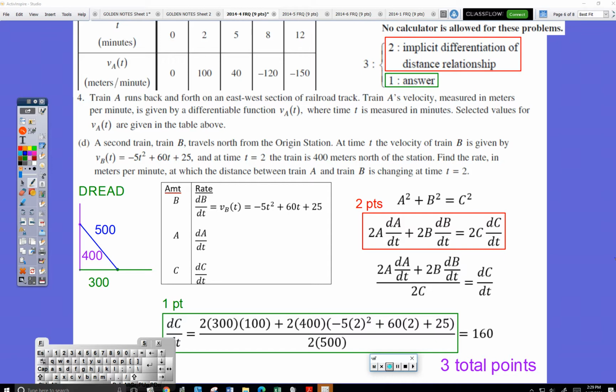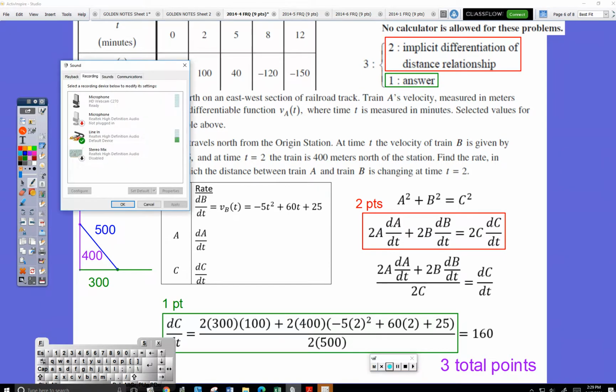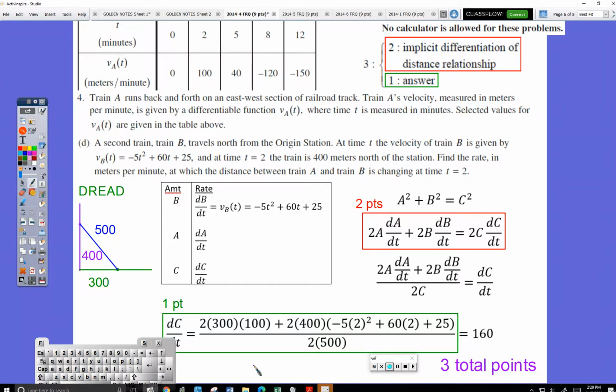Okay, part D. A second train, train B, travels north from the origin station. So now we've got a train going back and forth this way, and we've got a train going this way.